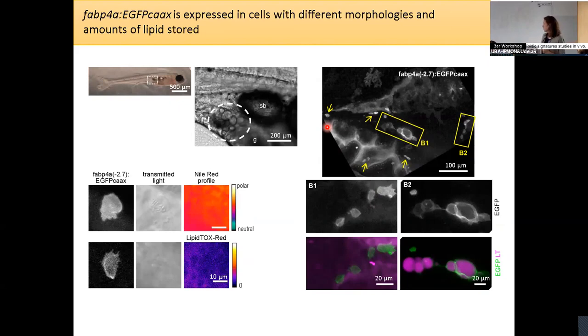It's also interesting that these cells have protrusions, and we can see them moving around. We also saw cells that have several lipid droplets, suggesting an intermediate stage of differentiation. So then we tried to figure out how we can use this fish line to study the process of differentiation in vivo.